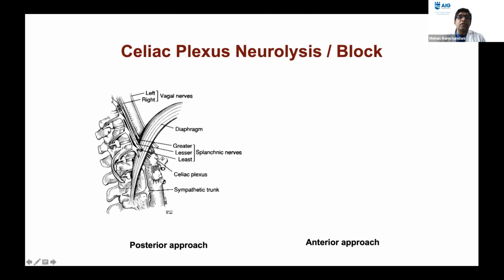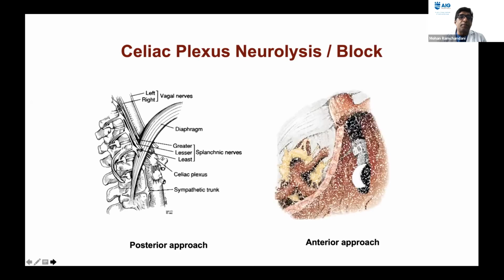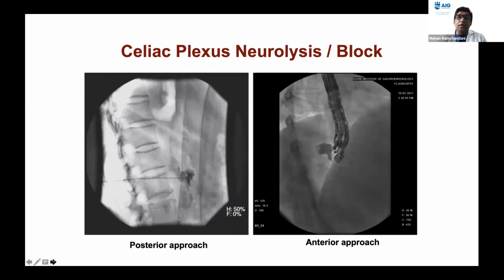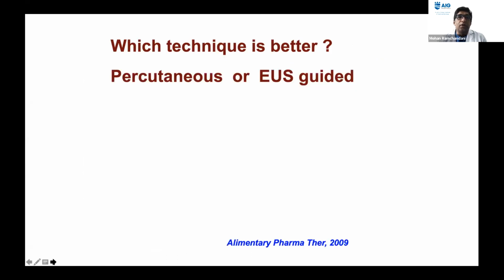So first of all, let us talk about what the posterior approach is. The posterior approach is basically a percutaneous approach, either fluoroscopic guided or CT guided, where the injection is done from the back, while the anterior approach is usually EUS guided, and it is done through a transgastric route, and the injection is done anteriorly. So this is how the fluoroscopic approach is done, and this is how the EUS guided celiac plexus neurolysis block is done. Now, which technique is better, whether it is percutaneous or EUS?